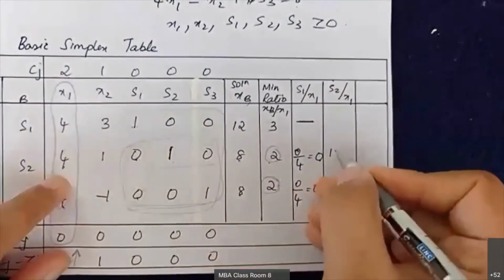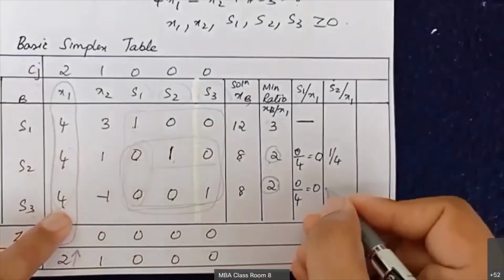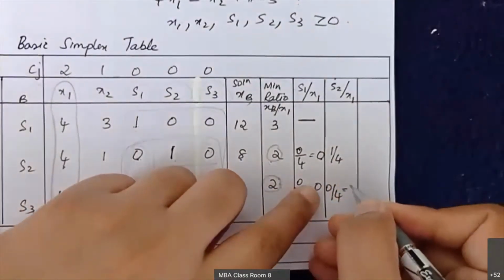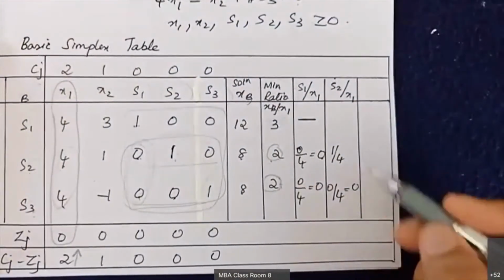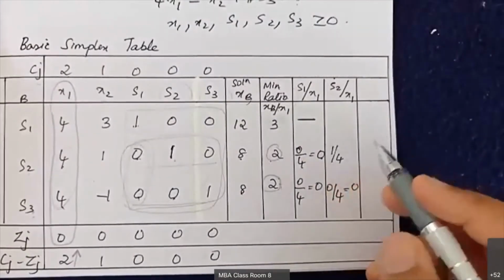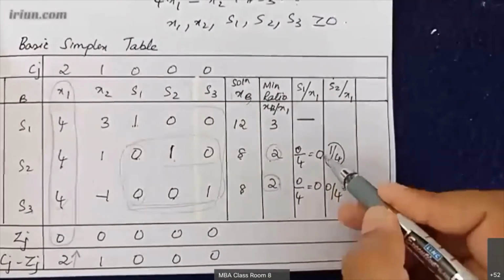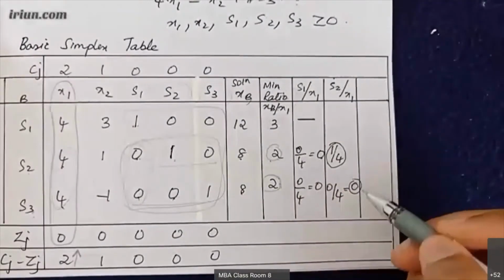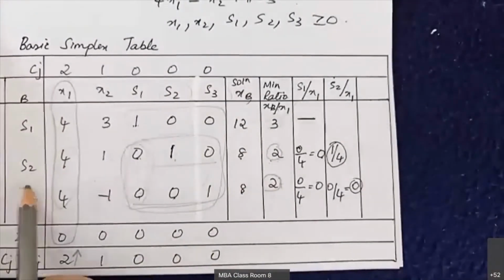So 1 divided by 4. Next one, 0 divided by 4. 1 divided by 4, I can keep it like that. 0 divided by 4, the answer is 0. So here, which is the least positive value? The least positive value in this minimum ratio is this one, right? Here I have 0, here I have 1 by 4. So in this, comparatively 0 is the least positive value. So I'll be selecting the third row.